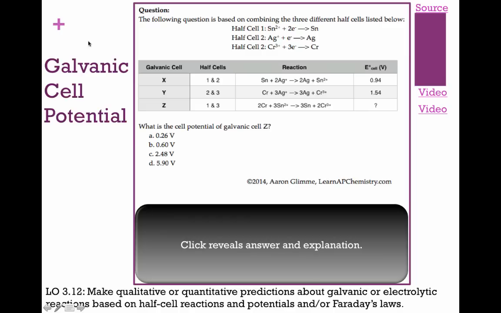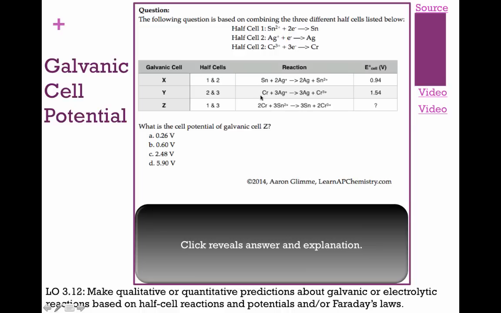And so in this question, it says the following is based on combining the three different half cells listed below. So you have X, Y, and Z. So here, X is 1 and 2, 2 and 3, 1 and 3. So it says, what's the cell potential of cell Z? Okay, so what we have to do is we need to combine X and Y so that we form Z. So what do we need to do to X or Y to form Z? Like, what do I have to do to these reactions to make this half reaction?